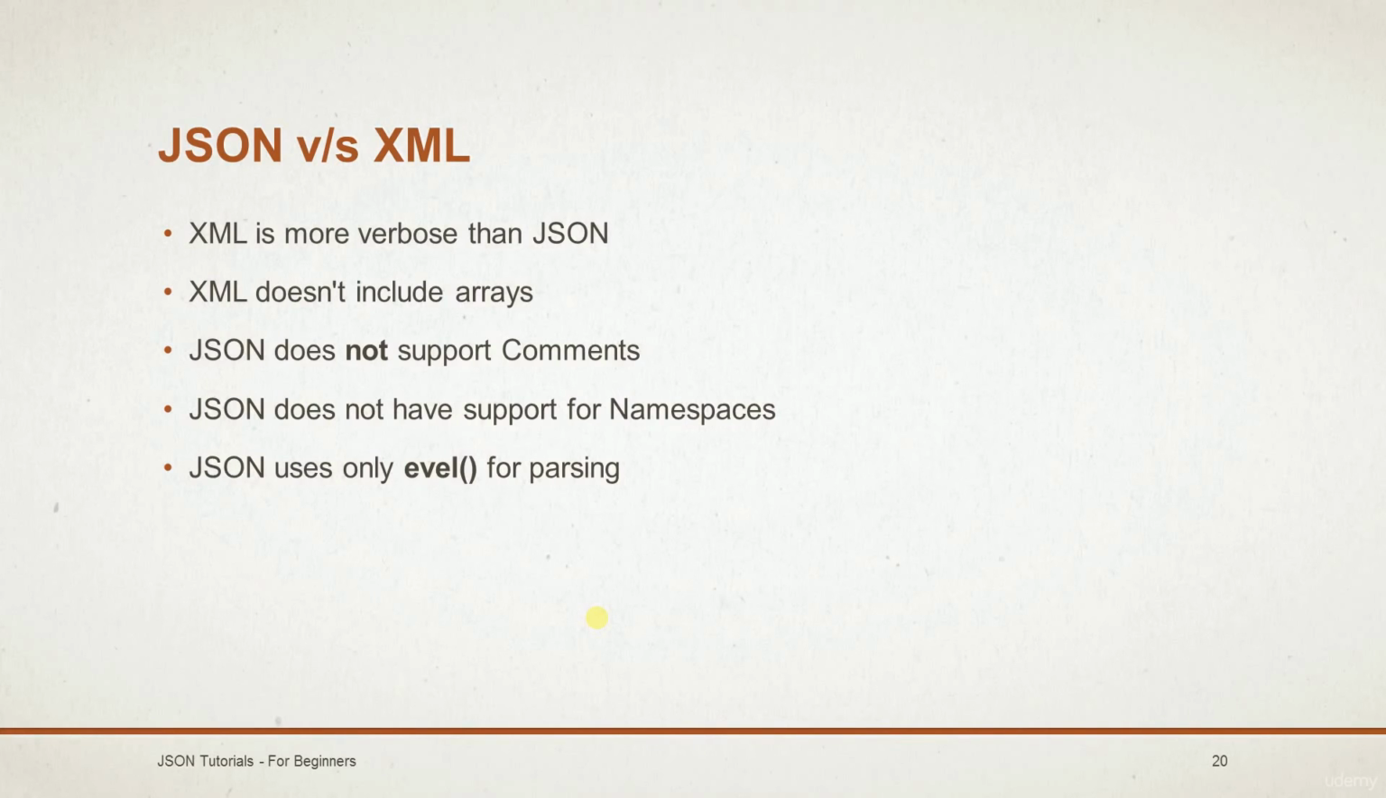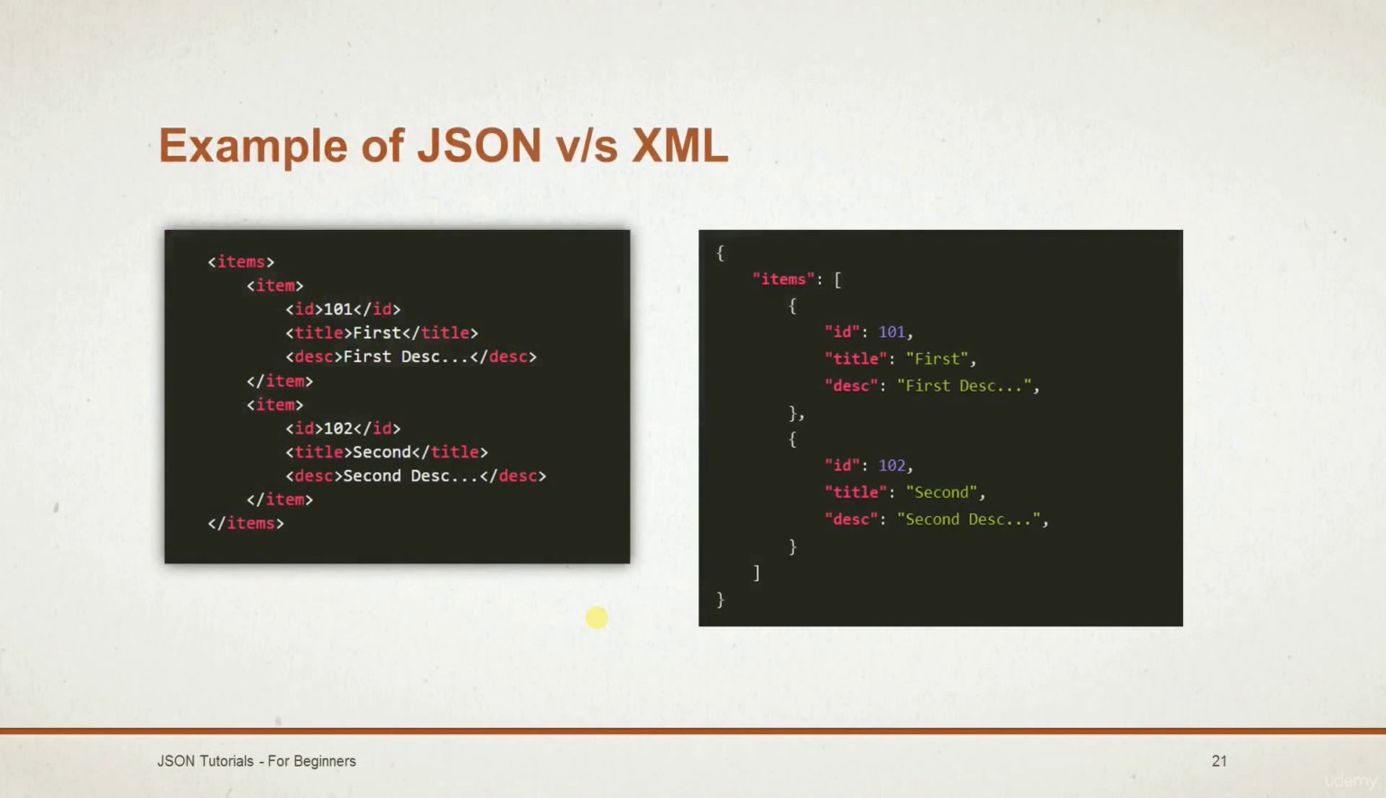Let's see those differences through an example. In this example, both JSON and XML represent the same data, but there is a difference in terms of syntax. In XML, each element is enclosed with starting and ending elements, while in JSON, we need to use keys only. Therefore, XML is very verbose, but JSON is lightweight.